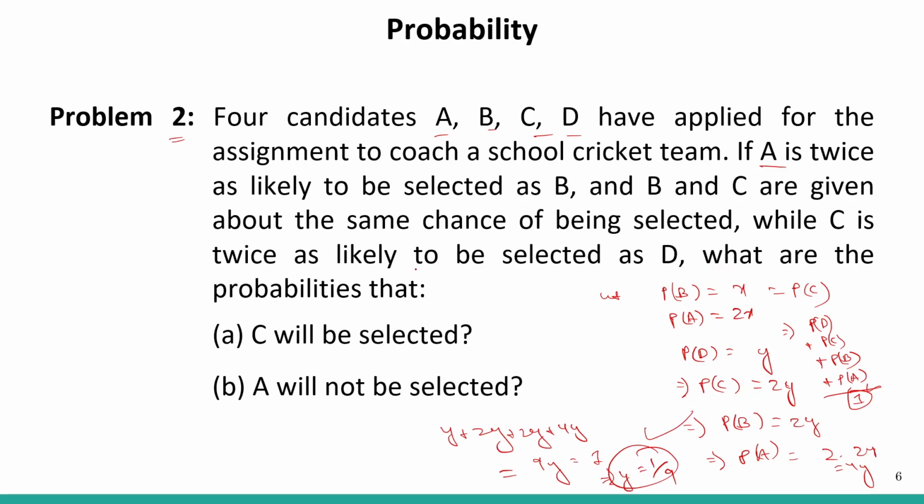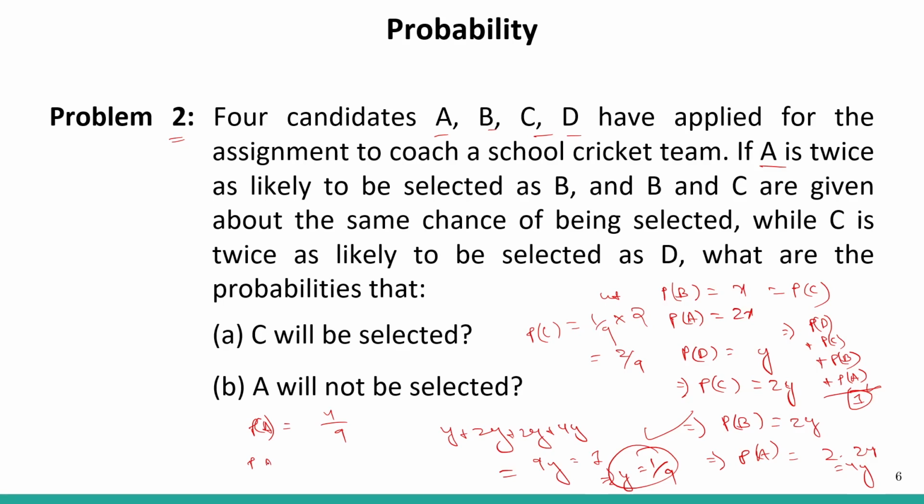Now, what is the probability that C will be selected? C will be 2y. So probability of C will be equal to 1 by 9 into 2, that is equal to 2 by 9. What is the probability that A will not be selected? Let's see first the probability of A, that is A will be selected. It will be 4y, so 4 by 9.